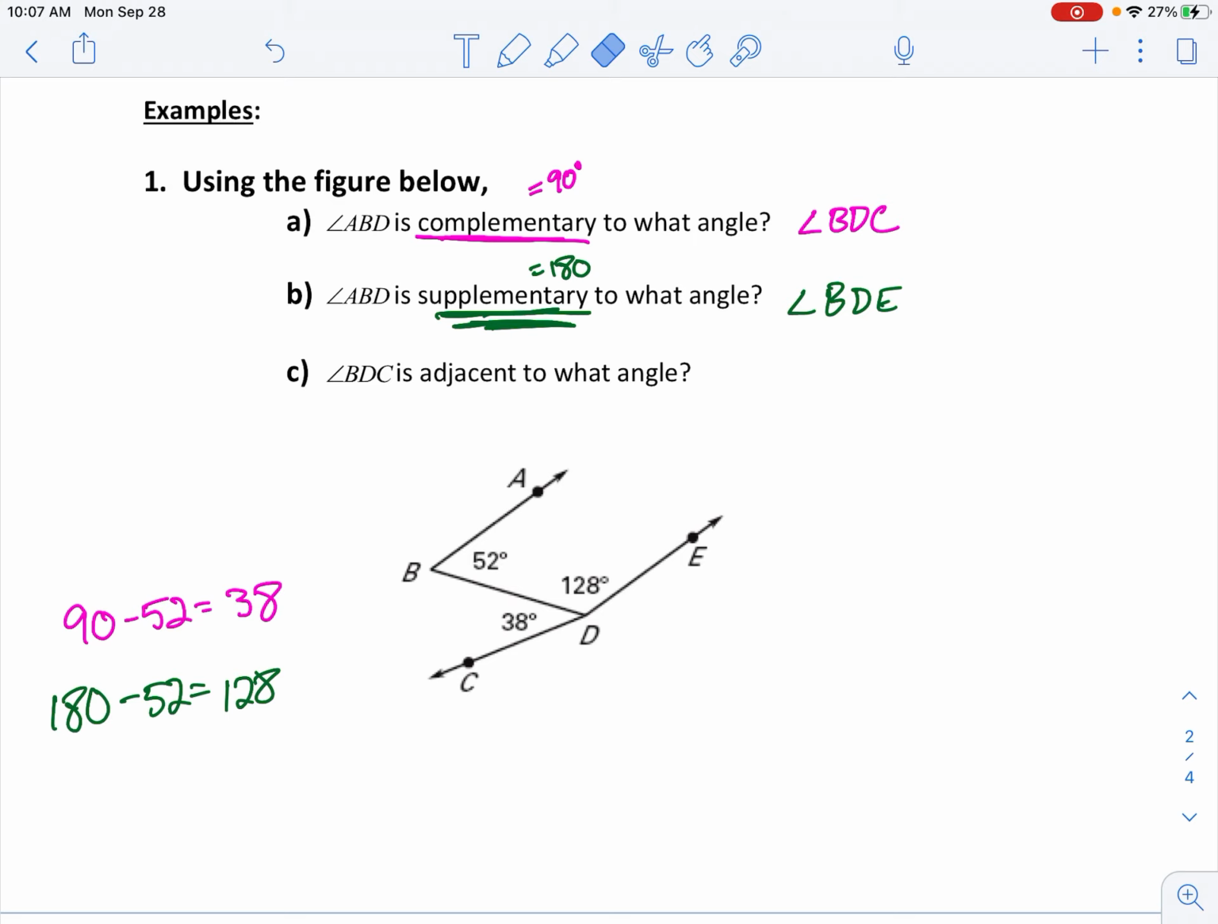And our last one for this example, I'll use a red. It says BDC is adjacent, which means they share a vertex and a side. So let's see, BDC. I'm looking at an angle that shares this side and this side, which we can see would be angle BDE again. Some examples for what complementary, supplementary, and adjacent look like on a diagram. I'll go ahead and erase this so when I post the teacher notes, it won't confuse you.